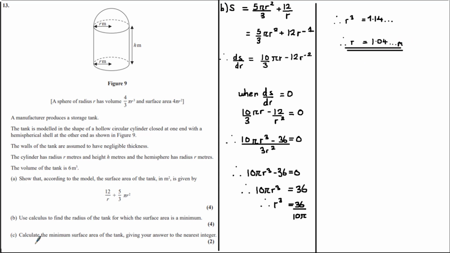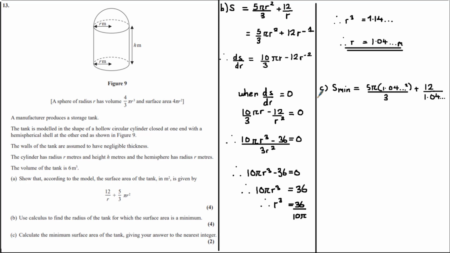The last part of the question says calculate the minimum surface area of the tank, giving your answer to the nearest integer. And this question is for 2 marks. So having just calculated the radius, which gives us the minimum surface area, all we need to do is substitute this value into our equation for the surface area to get the minimum surface area.